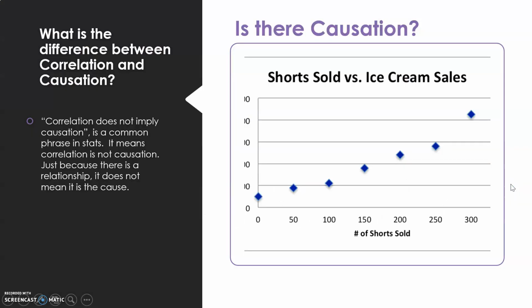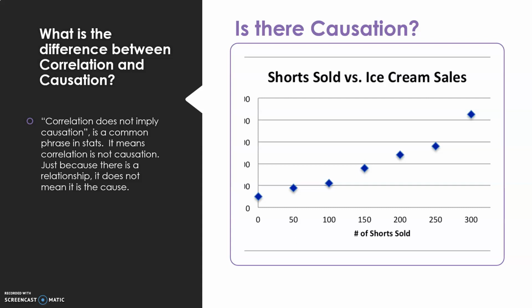All right, so what's the difference between correlation and causation? Correlation does not imply causation. This is a common phrase that maybe you've heard before. It means correlation is not causation. Just because there's a relationship there doesn't mean that one is causing the other to happen. Maybe it's a coincidence that it happens like that.